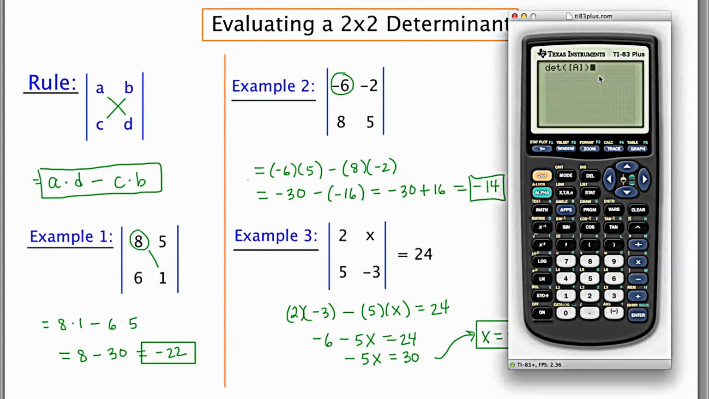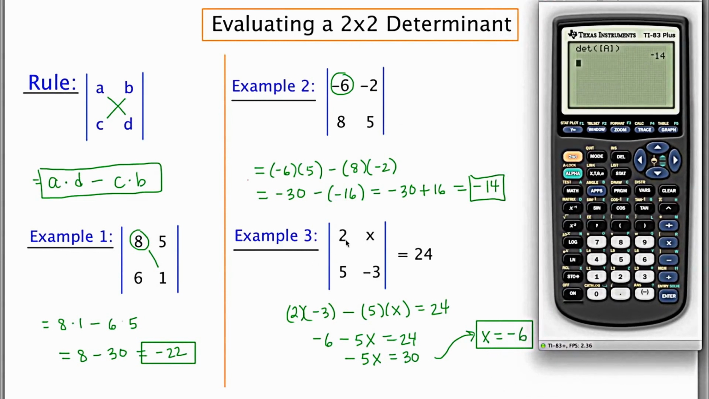So now when I press enter, hopefully I'll get negative 14, because what's happening is the calculator is evaluating the determinant of the latest matrix A. And this over here is what I plugged in for matrix A. So hopefully it's negative 14. All right, this is looking good. Now, if you have an x in your matrix, you can't do this. It only works if you put in numbers. So hopefully, at this point, you now have an idea of how to evaluate a 2 by 2 matrix by hand and using the calculator.